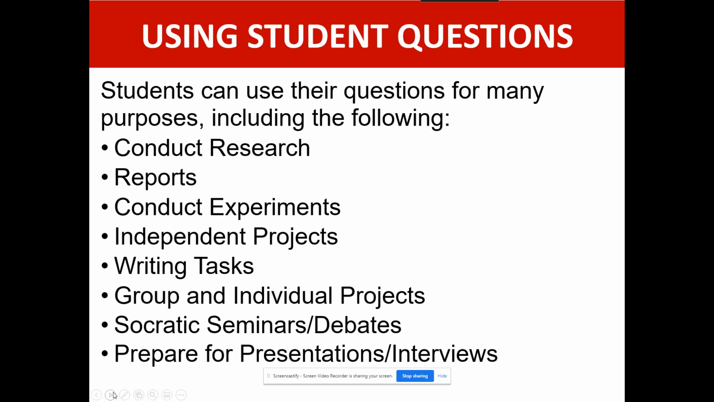Students can use their questions for many purposes after they've developed them in these activities. We could use all the questions that the students develop to conduct research, to create reports, to conduct certain experiments, to conduct independent projects. We could also use the questions that are developed within these activities as writing tasks, group and individual projects, Socratic seminars or debates, or to prepare for presentations or other interviews. So when you formulate the questions in this activity, these questions could actually be used throughout a unit to teach other lessons and for other tasks and activities.